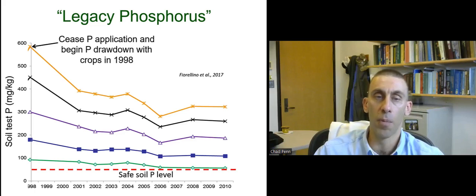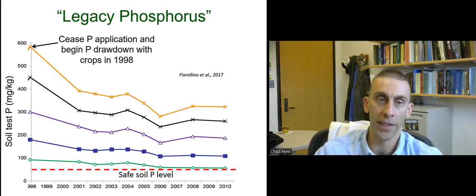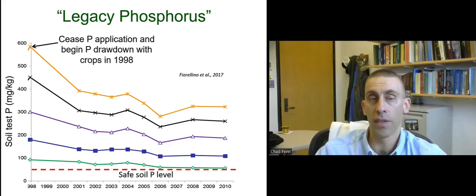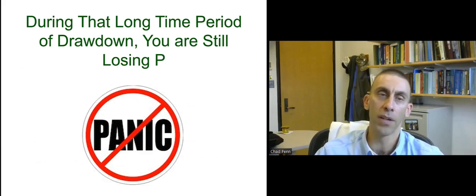And that's a necessary thing. Drawing phosphorus down from these soils is the ultimate solution to that problem. But the problem is that in the meantime, in all those many years, decades sometimes, you're still losing phosphorus while you're drawing it down.